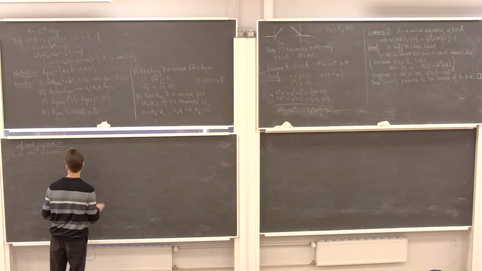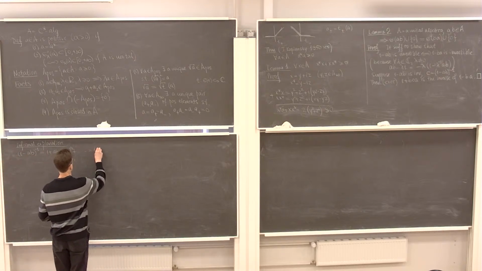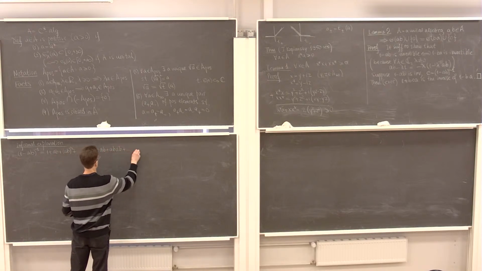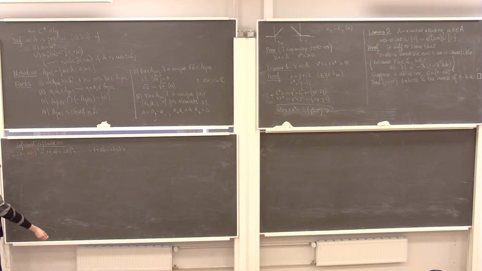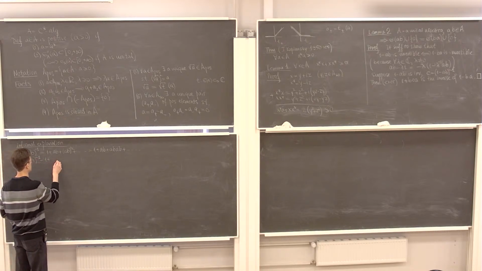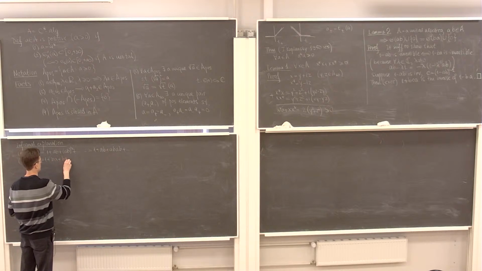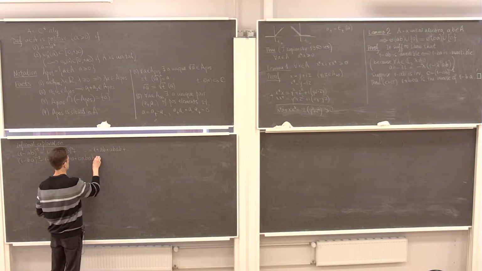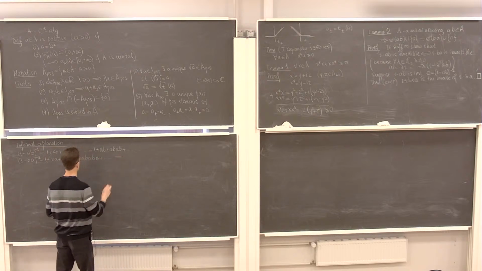1 plus AB plus ABAB, and so on. So we want an explicit formula for the inverse of 1 minus BA, and this will be 1 plus BA plus BABA plus BABABA, and so on.